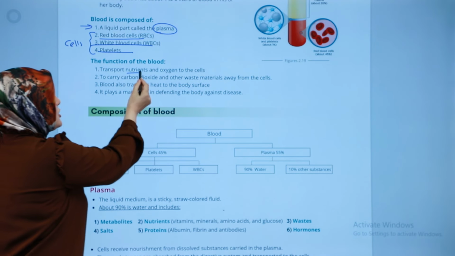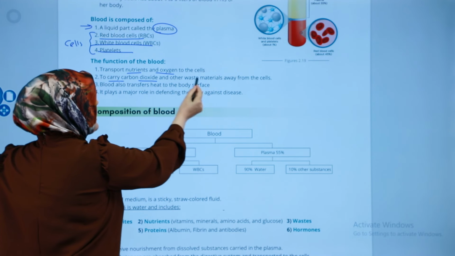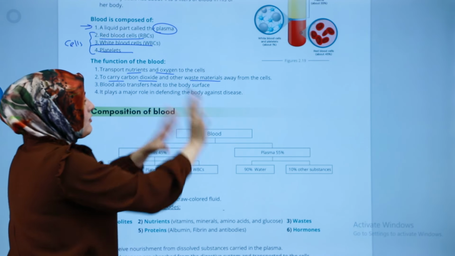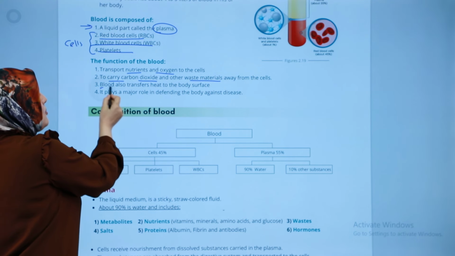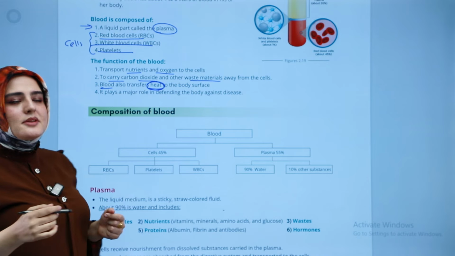It transports nutrients and oxygen. It carries carbon dioxide and other waste material away from the cells. We talked about that. Blood also transfers heat. Please don't forget about that. Let me give you two examples.